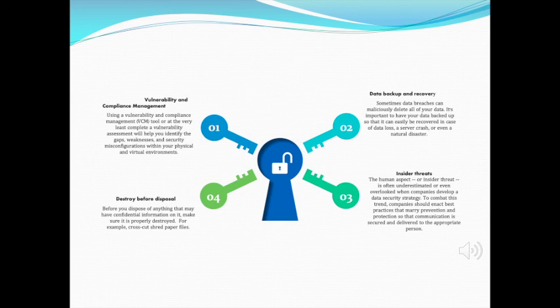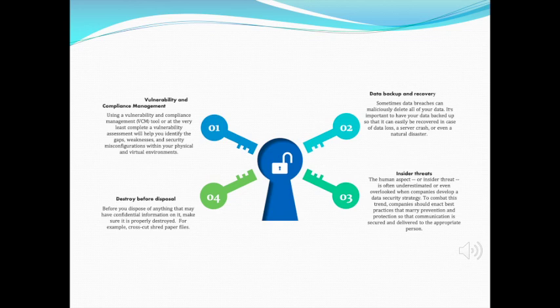And the next important strategy, which we might usually ignore, is insider threats. The human aspect or insider threat is often underestimated or even overlooked when companies develop a data security strategy. To combat this trend, companies should enact best practices that marry prevention and protection so that communication is secured and delivered to the appropriate person.